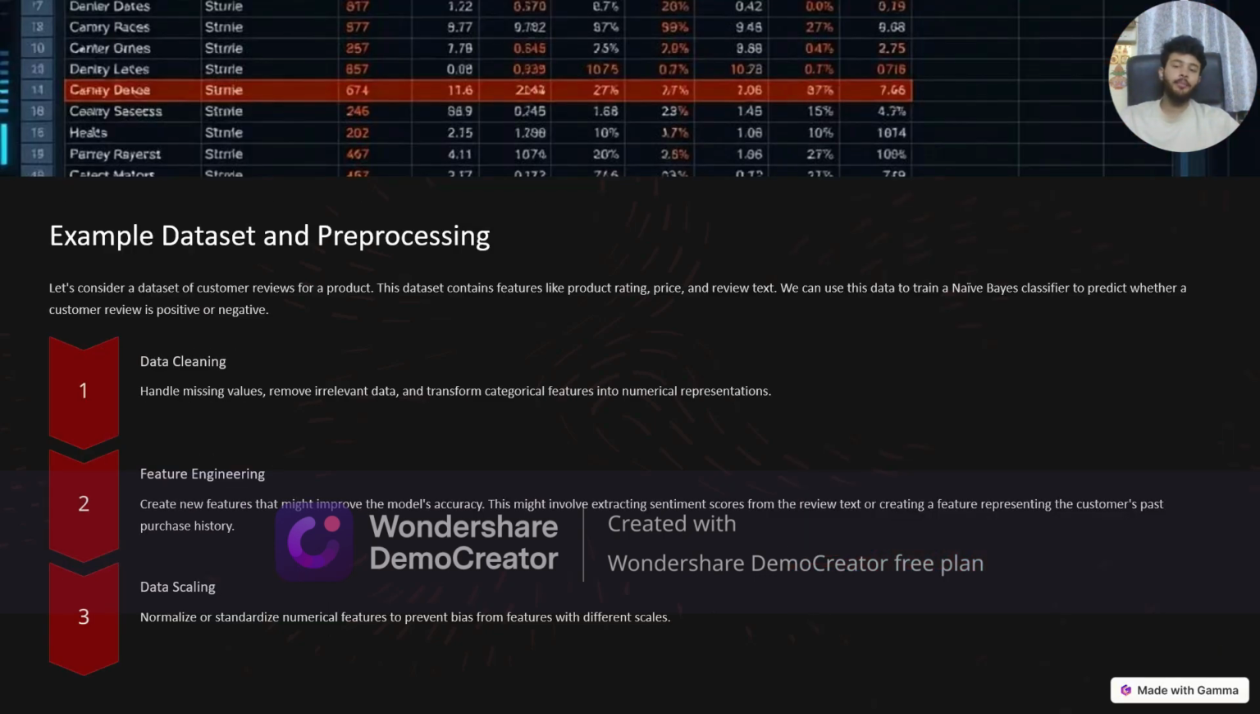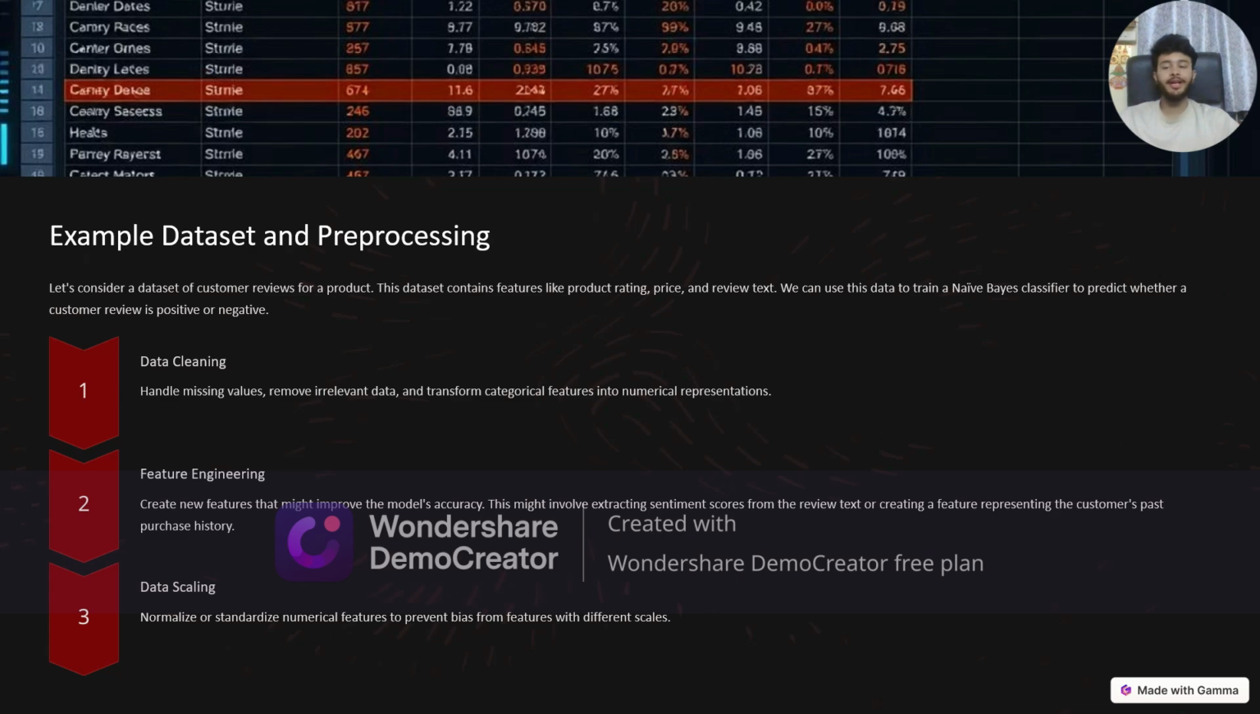Example of dataset and pre-processing. Let's consider a dataset of customer reviews for a product. This dataset contains features like product rating, price, and review text. We can use this data to train a naive-Bayes classifier to predict whether a customer review is positive or negative.